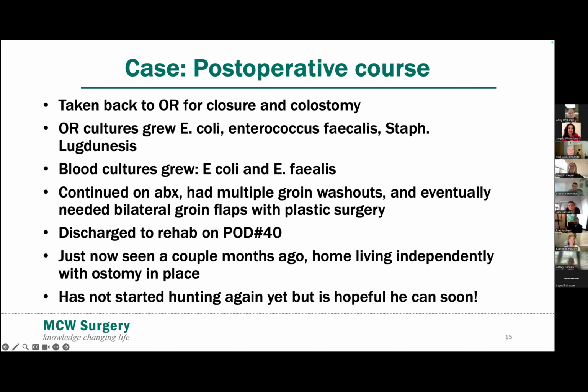And then post-operatively, he was taken back to the OR for closure and colostomy. Cultures grew a bunch of stuff. He was continued on antibiotics, had multiple washouts, and eventually needed groin flaps with plastics. He was discharged to a rehab, but he was just seen a couple months ago, and he's home living independently, still had his ostomy, and was hopeful to start hunting again.